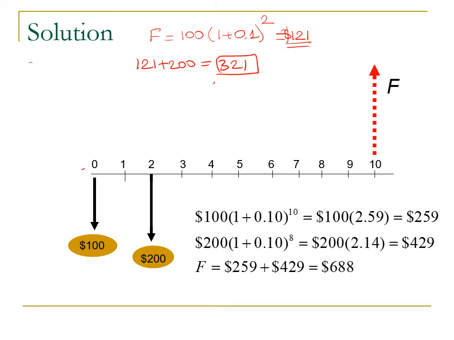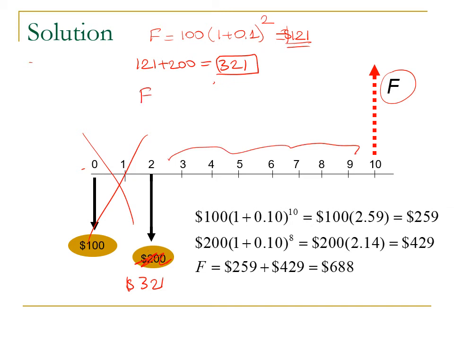I have this. I don't have this part. I have $321 here, and I want to find its future value after 8 years. Okay, so how do I find this? F will be equal to $321, then 1 plus 0.1 to the power 8.